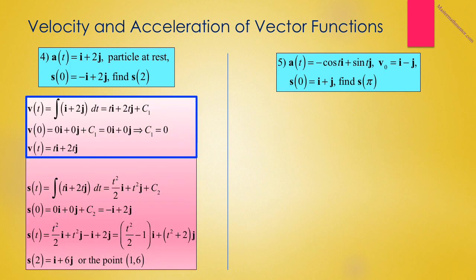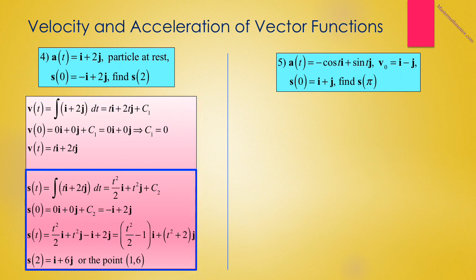Since we are given the acceleration, we integrate to find the velocity. The velocity will be the integral of i + 2j dt, which is ti + 2tj + c1. v(0), therefore, is 0i + 0j + c1, and because the particle is at rest at t equals 0, that will have to equal 0i + 0j, meaning that c1 is equal to 0, and therefore our velocity vector is ti + 2tj.